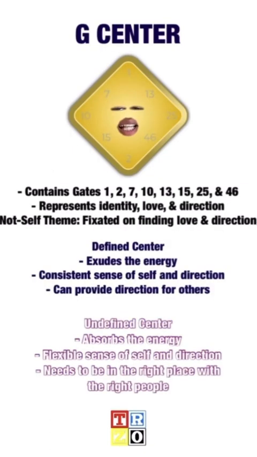Up next, we have the G Center. It contains gates 1, 2, 7, 10, 13, 15, 25, and 46. It represents identity, love, direction. Not-self theme, fixated on finding love and direction. It's giving Libra. If it's defined, you can provide direction for others. It's also a consistent sense of self and direction. If it's undefined, you have more of a flexible sense of self and direction, though you need to be in the right place with the right people.